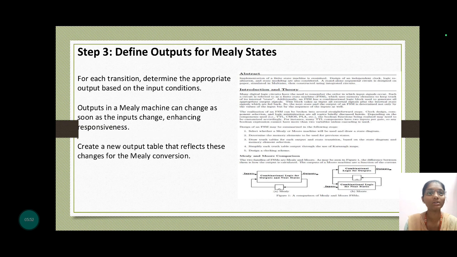And the third step is to define outputs for Mealy states. For each transition, determine the appropriate output based on the input conditions. Outputs in a Mealy machine can change as soon as inputs change, enhancing responsiveness. Create a new output table that reflects these changes for the Mealy conversion.